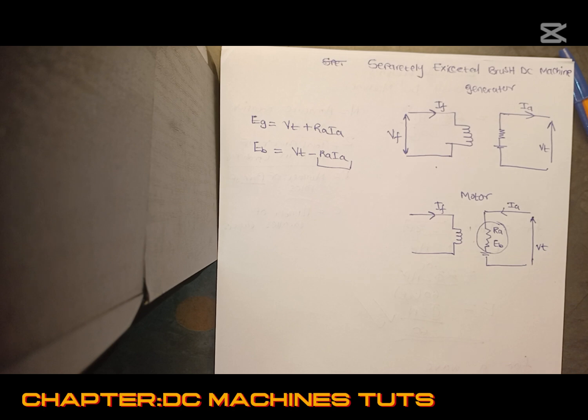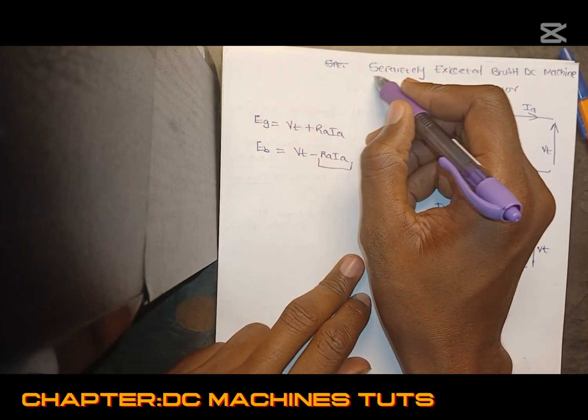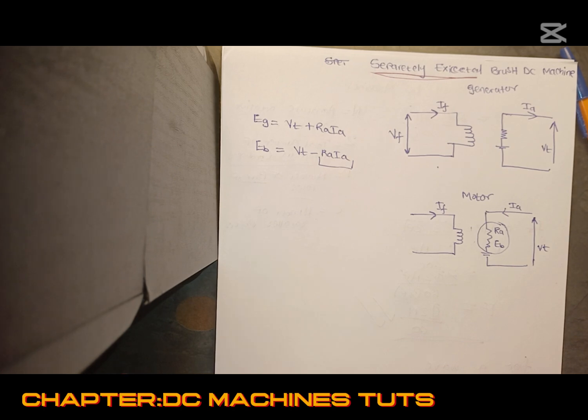In today's video, I will be taking you through separately excited brush DC motors. I will quickly take you through these circuits and also explain the formula for you. Then I will go through tutorials, as I always want to teach you how to go about answering questions, because I assume you know the theory part. Separately excited simply means that the field winding gets power from an external DC voltage.